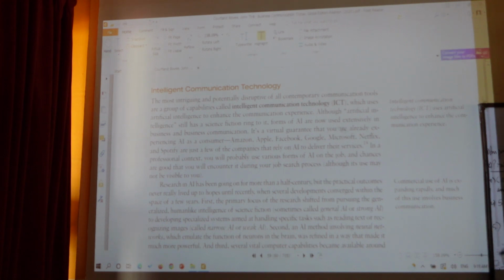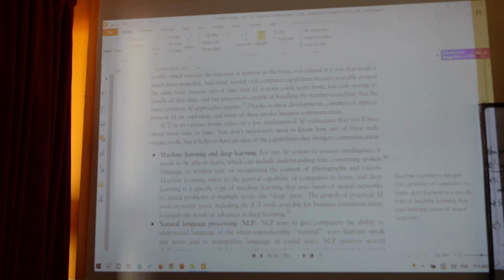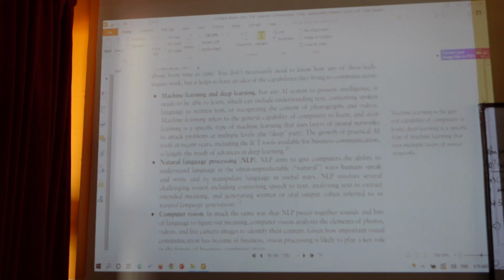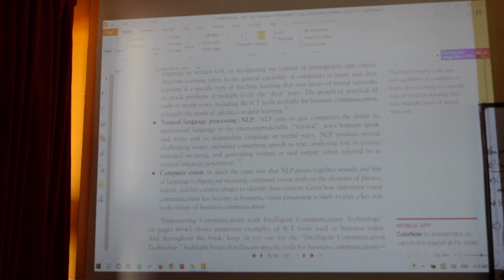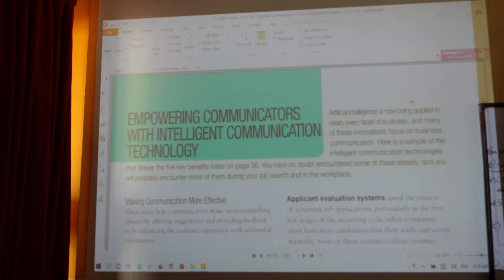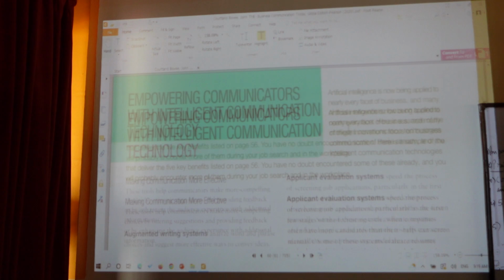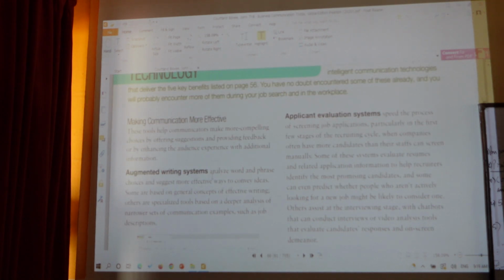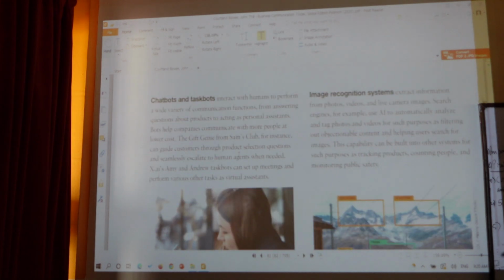Intelligent communication technology, or ICT. What is that? Artificial intelligence to enhance communication, right? Then machine learning and deep learning, natural language processing, computer vision. You have another app, Color Note app. Look, ICT here, like for example, augmented writing system. Today, when you write email, your computer gives you options to write, right? If you have checked. I'm about to leave the class, don't worry. Then what else you have? AI tools, right? Automated writing, chatbots like ChatGPT.